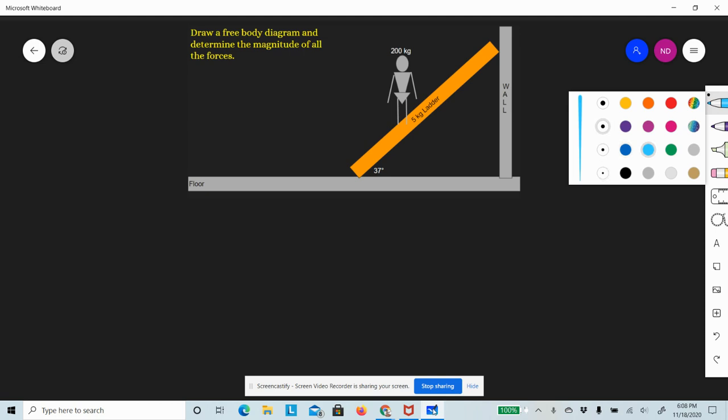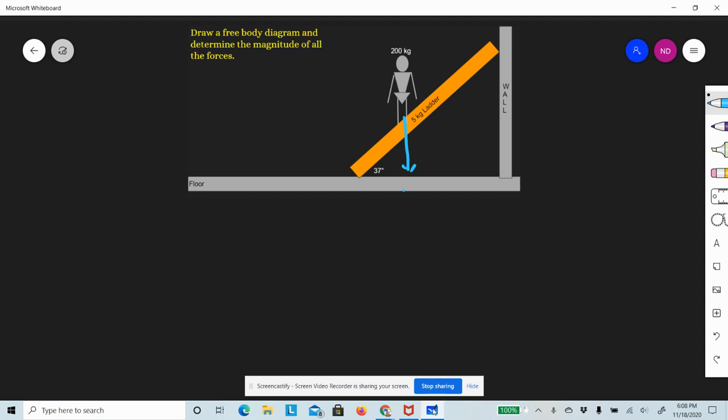Well, let's see, there's the weight of the man. There's the weight of the ladder itself. Call it ladder. And the floor is going to provide a normal force, the force normal from the floor. Also, the ladder doesn't slide out, so there's got to be some friction force this way. And then over here, this wall is a frictionless wall.